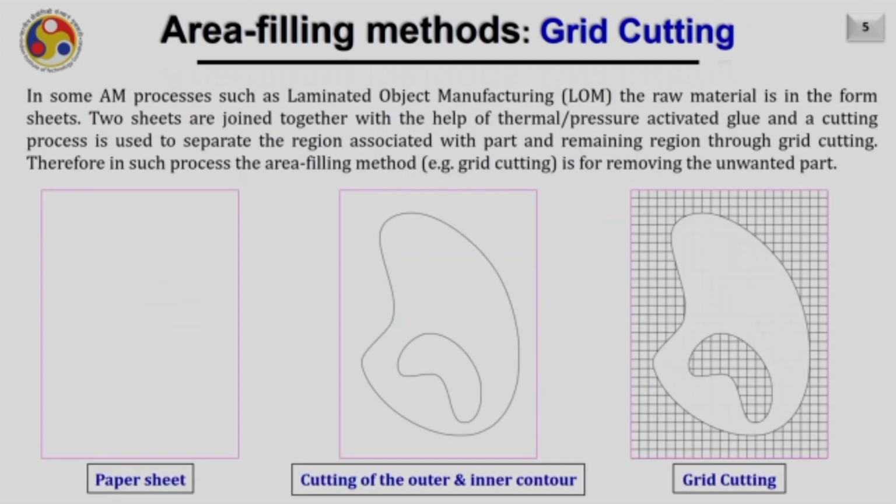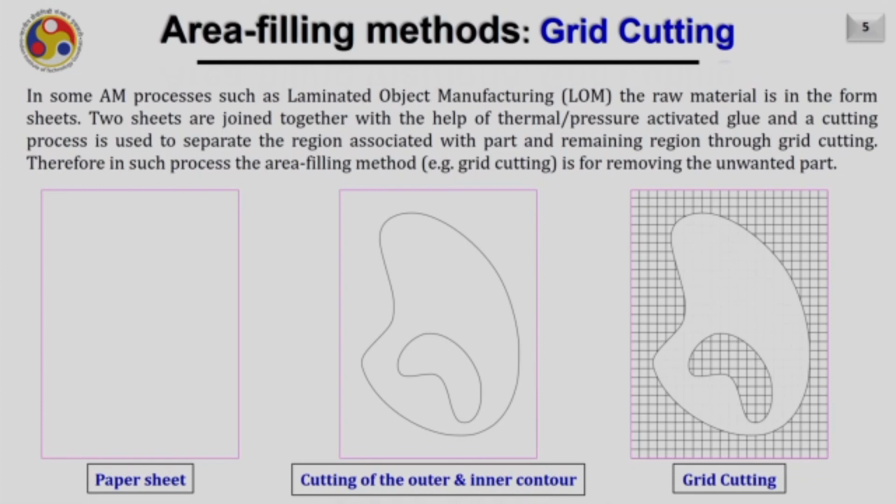In some additive manufacturing processes such as laminated object manufacturing, the raw material is in the form of sheets. Two sheets are joined together with the help of thermal or pressure activated glue, and a cutting operation is performed to separate the unwanted area from the part. In that case, area filling is not exactly required to fill the inside area. However, it is required to remove the unnecessary material. For example, you are dealing with a process called LOM and you are using raw material in the form of paper sheets.